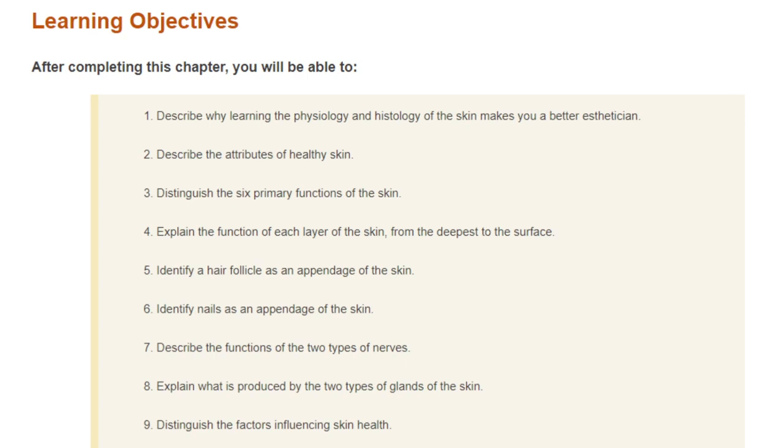Describe the attributes of healthy skin. Distinguish the 6 primary functions of the skin. Explain the function of each layer of the skin, from the deepest to the surface. Identify a hair follicle as an appendage of the skin. Identify nails as an appendage of the skin.